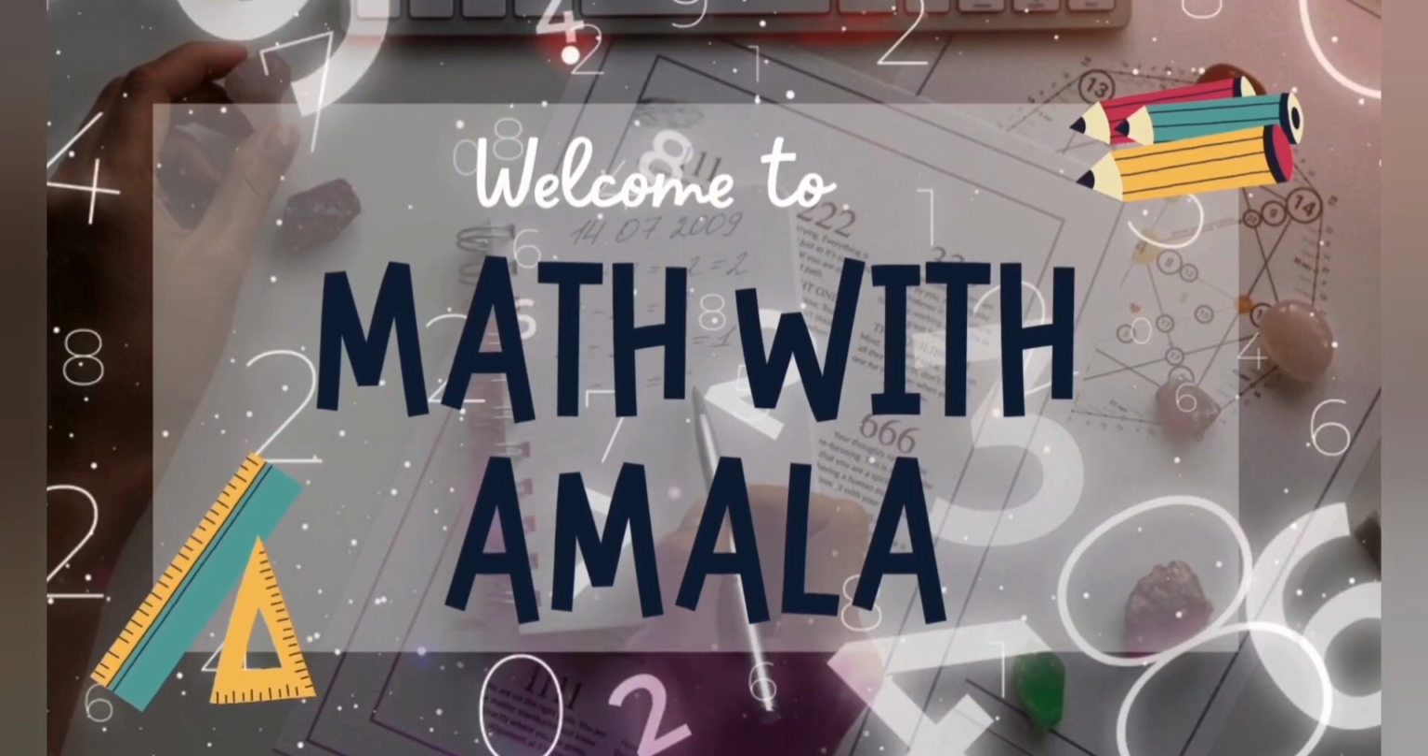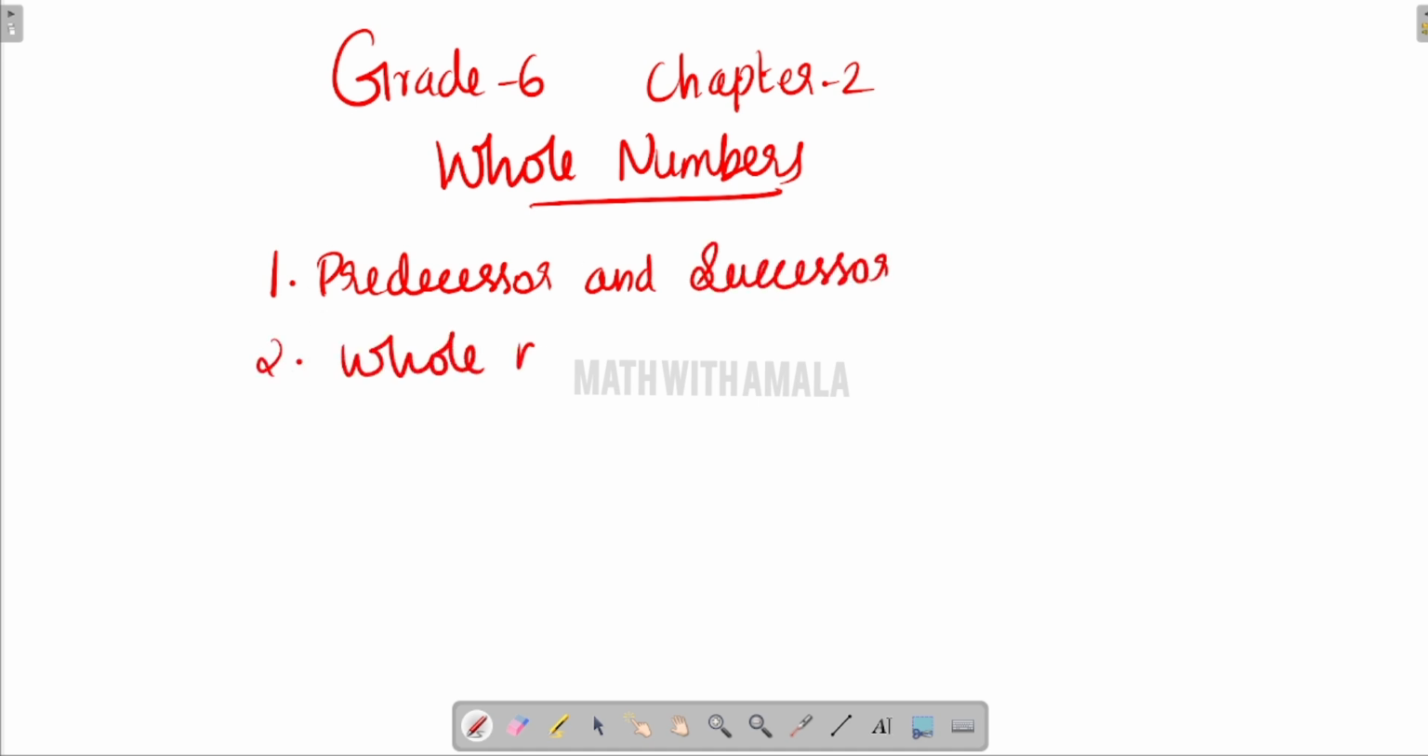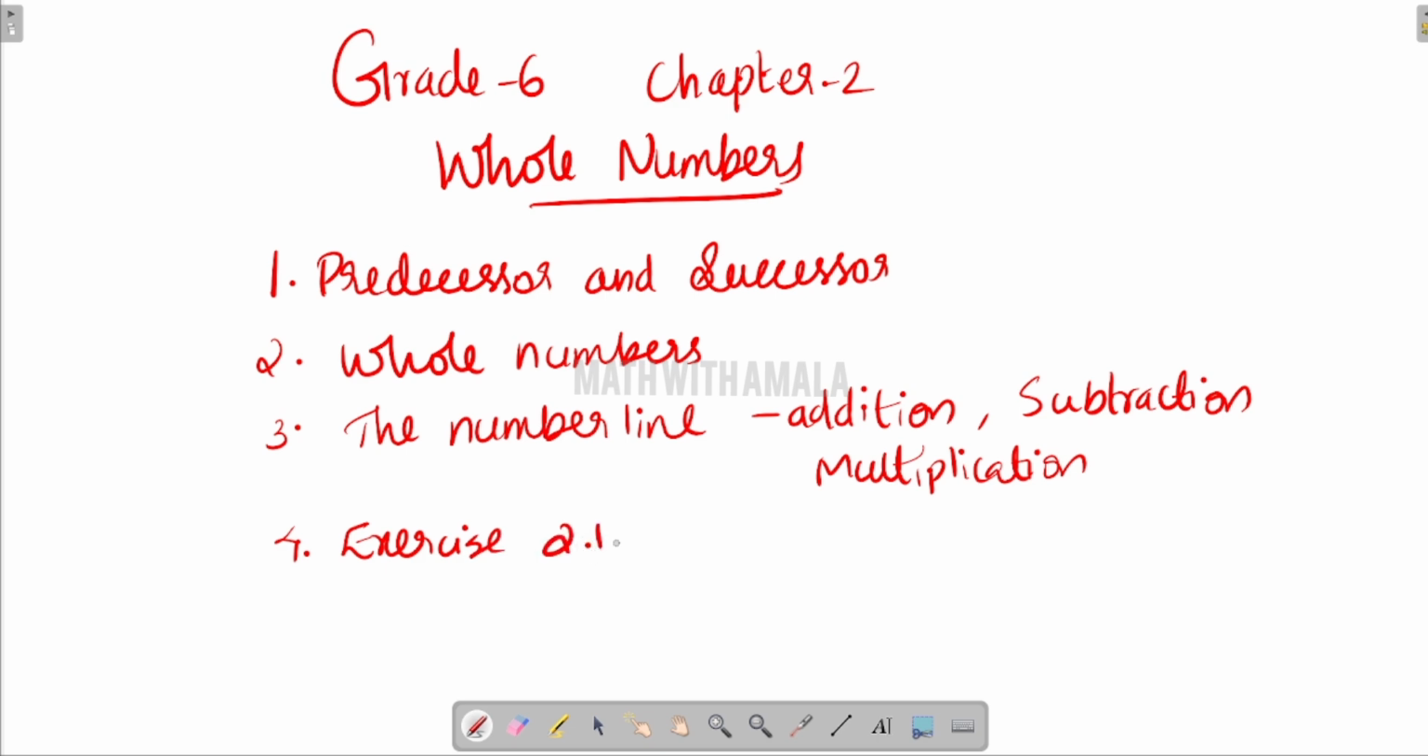Here we are continuing with chapter 2 of grade 6, whole numbers. This chapter is divided into several parts. The first one is predecessor and successor, which includes the introduction also. Second one, whole numbers. What whole numbers are will be explained here, including the natural number properties. Third one, the number line. The number line will be taught along with the addition, subtraction, and multiplication of numbers using the number line. So you will study how to represent them using the number line. Next, the last one, exercise 2.1.